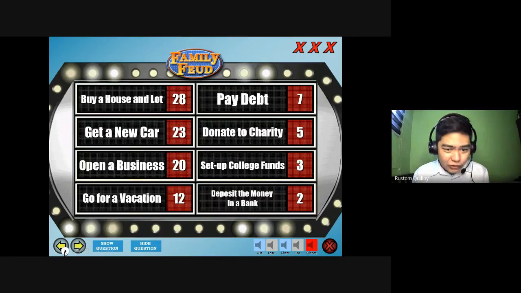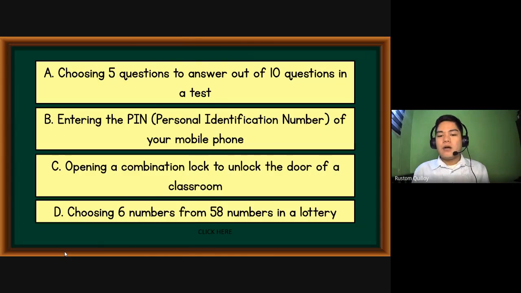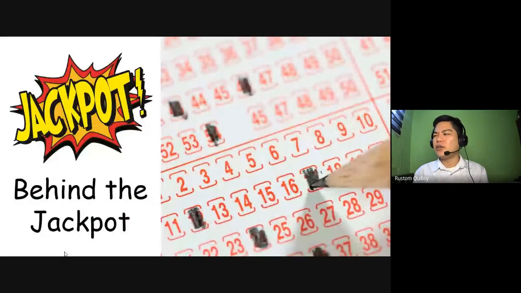Pero ang aking question, mananalo ka kaya sa loto? Gaano kaya kalaki yung tsansa na mananalo ka sa loto?